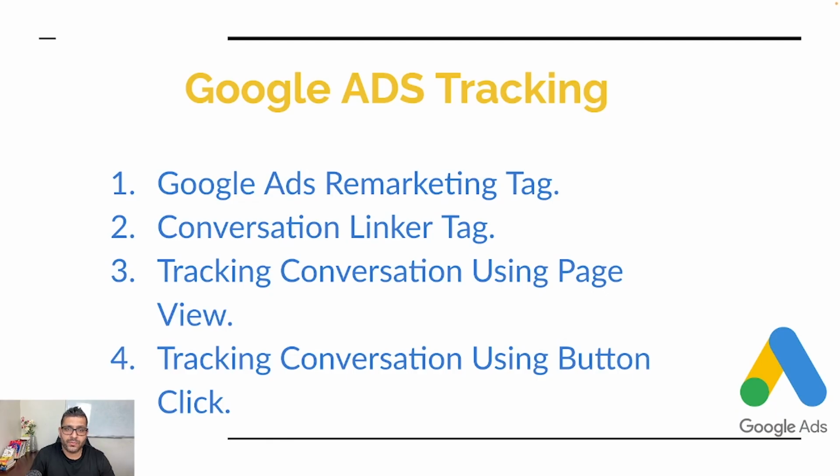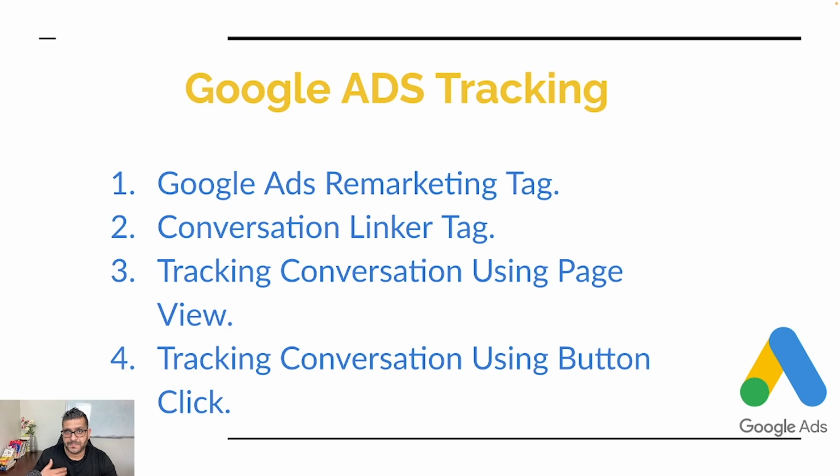So in this video we will talk about how to set up a Google ad remarketing tag, and how to set up a conversion link attack. Third is tracking conversion using a page view. It's like once somebody made a purchase or filled out a form and the thank you page gets generated, you want to track that page as a conversion if that's important to you. Even in e-commerce, if somebody made a purchase after they filled out the form or made the payment and then the thank you page gets generated, let's say thank you for the purchase, you want to track that conversion. That's a conversion metric for you.